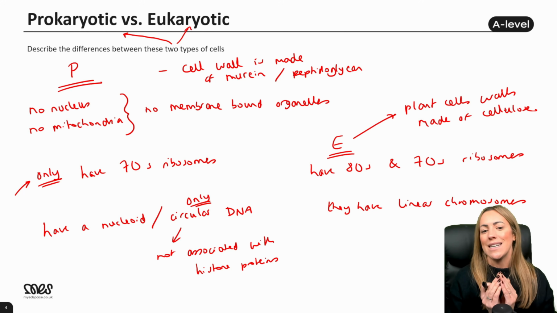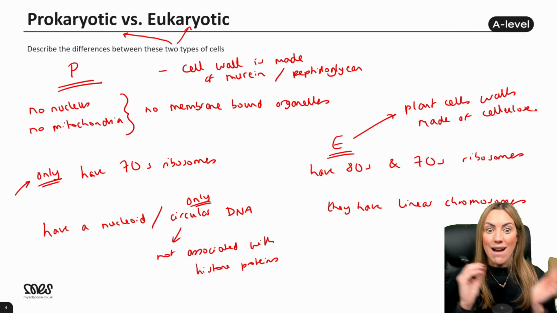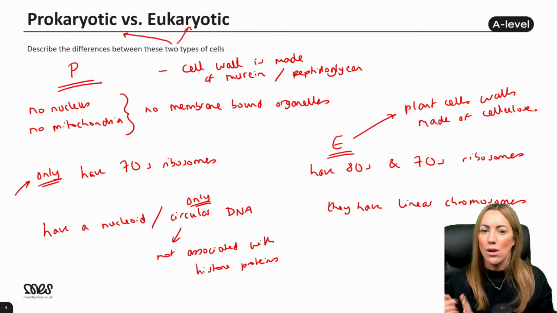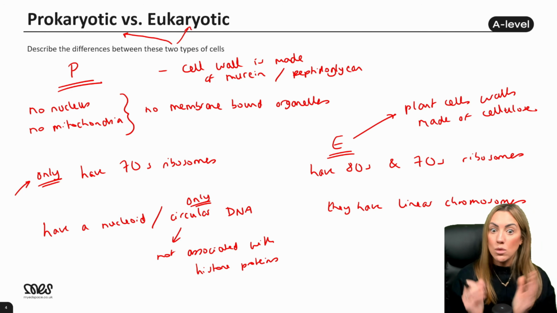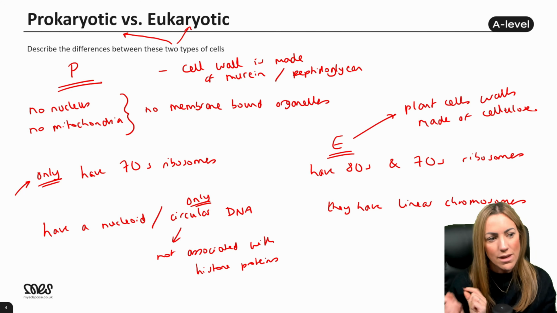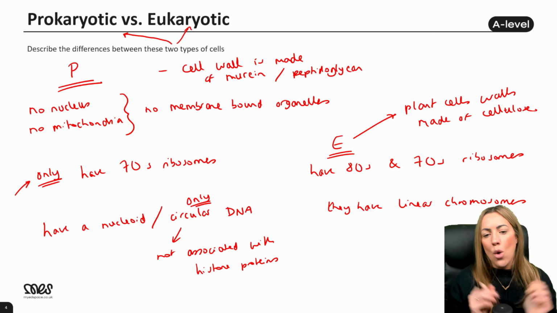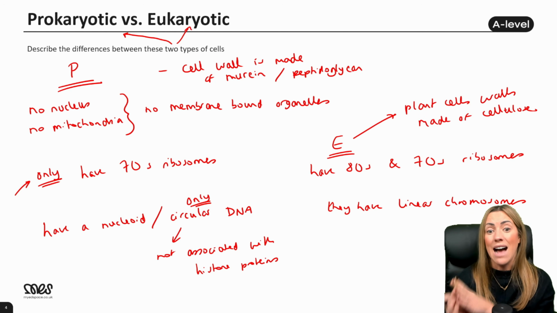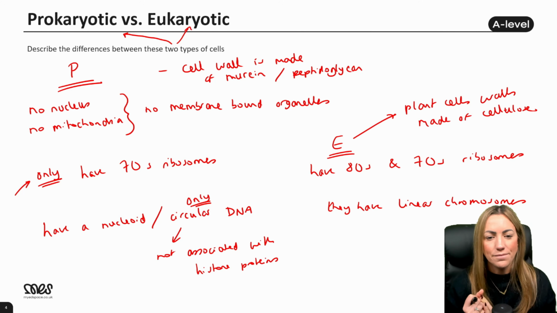Okay, now I've not written this very nicely. Obviously, when you're doing this in an exam, you match up the differences. So you structure it better than me. You say prokaryotes have a cell wall made out of murein, whereas eukaryotic plant cells have a cell wall made out of cellulose. Prokaryotic cells only have 70S ribosomes, whereas in eukaryotic cells, they have 80S as well as 70S ribosomes. Okay, prokaryotic cells have a nucleoid, or they only have circular DNA, whereas in eukaryotic cells, we obviously have linear DNA in the form of chromosomes in the nucleus.